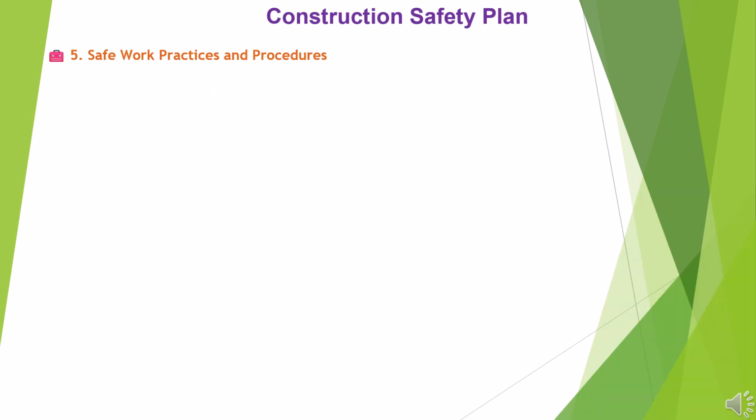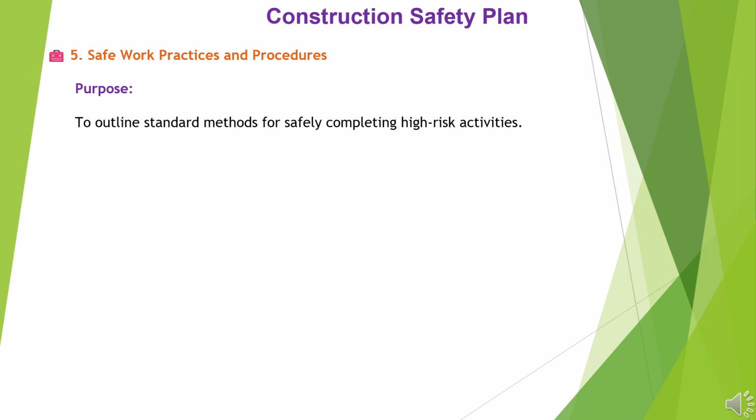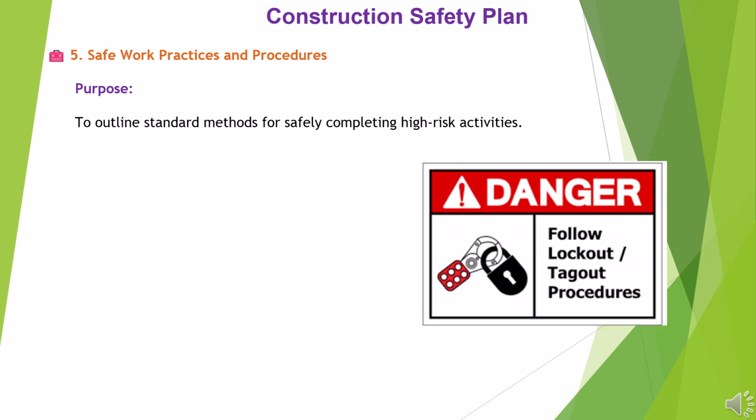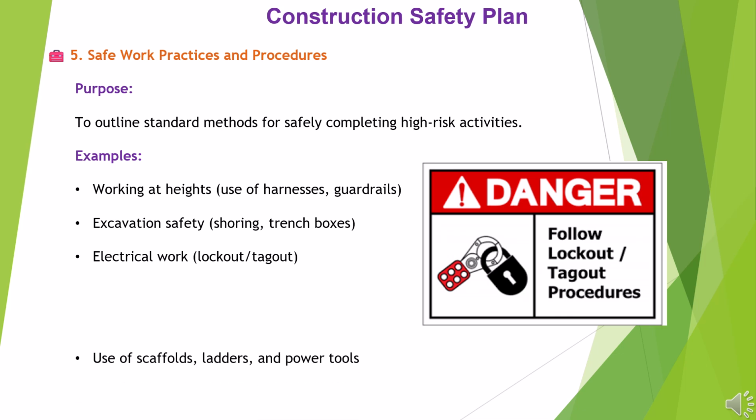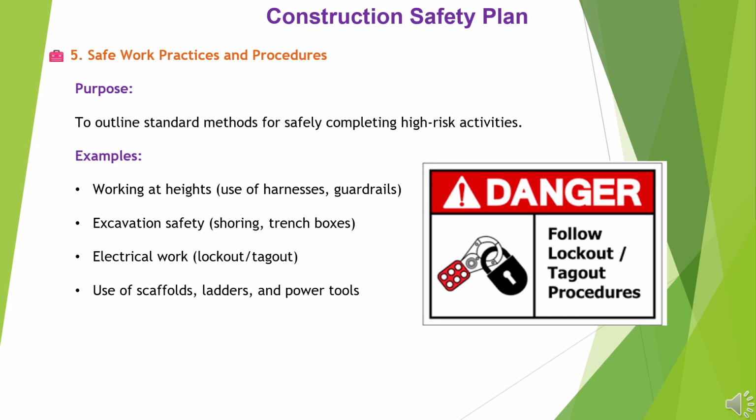5. Safe work practices and procedures. Purpose: to outline standard methods for safely completing high-risk activities. Examples: working at heights, use of harnesses, guardrails. Excavation safety, shoring, trench boxes. Electrical work, lockout/tagout. Use of scaffolds, ladders, and power tools. Material handling and storage.